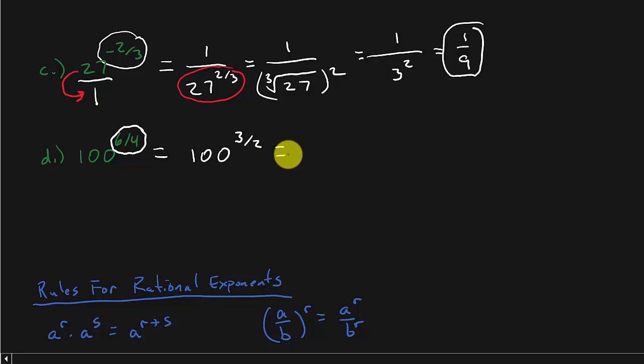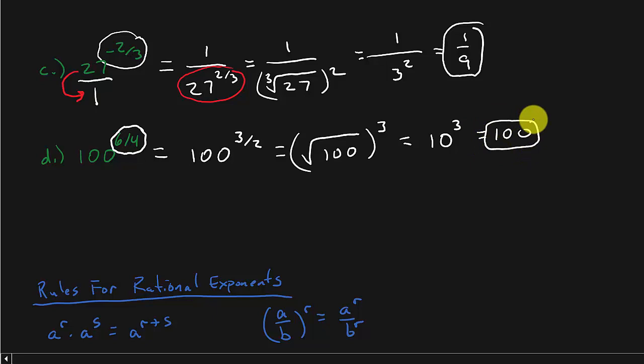And now that I've reduced the fraction, I'm going to convert it to radical form. So that's the square root of 100, and then that is cubed. And so now the square root of 100 is 10, and that's raised to the 3rd power, and so that equals 1000.